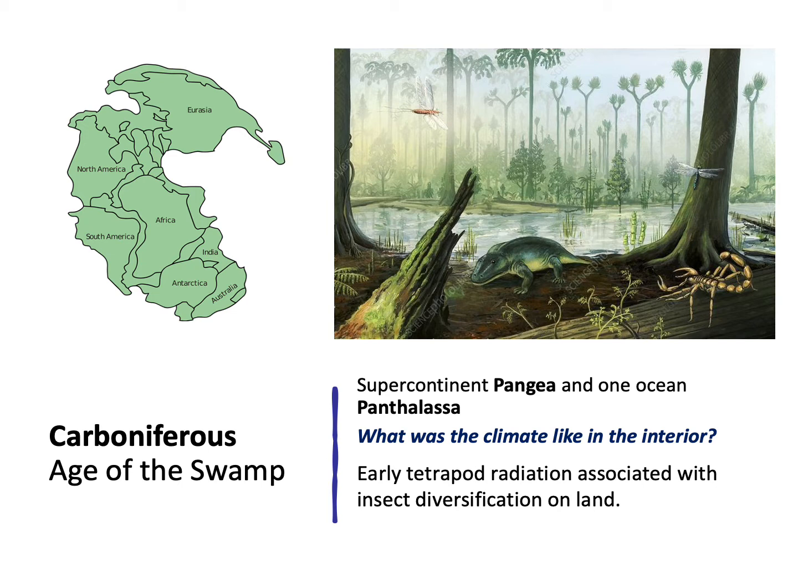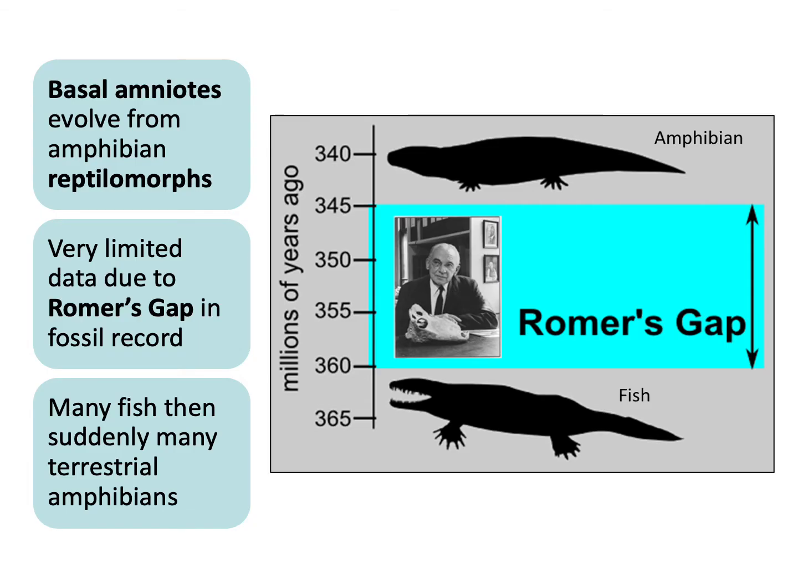Now, when the amniotes actually show up is actually a bit of a mystery. We know that they were amphibians that looked like reptiles, and we call these, for lack of a better term, reptilomorphs, right? They resemble or have the shape of a reptile. And we consider these to be the ancestors to the creatures that will eventually become the amniotes or the basal amniotes.